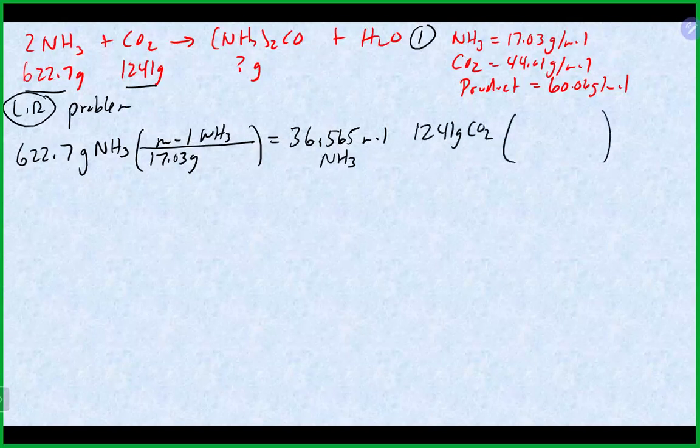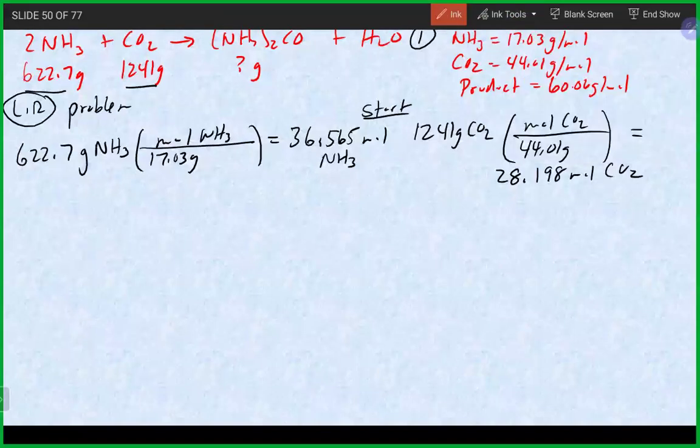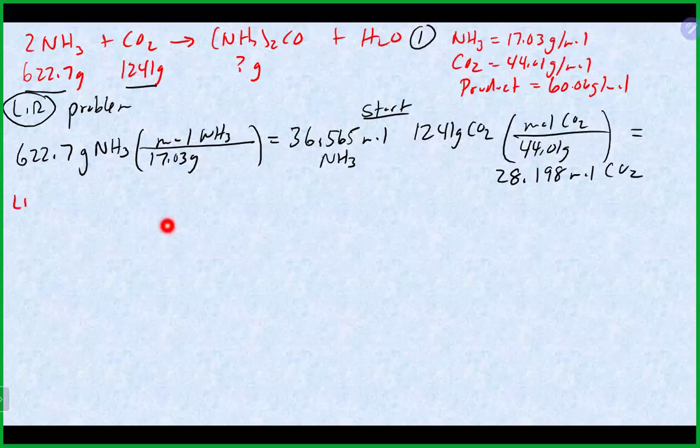We'll do the same calculation here for our CO2. Again, they also gave us the molar mass, which you would need to calculate, obviously, if they did not give it to you. And that will give us 1241 divided by 44.01, which is 28.198 moles of CO2. These, again, are our starting amounts of each of these. Because it is a limiting reagent problem, we are going to do our calculation to determine which one's our limiting reagent.